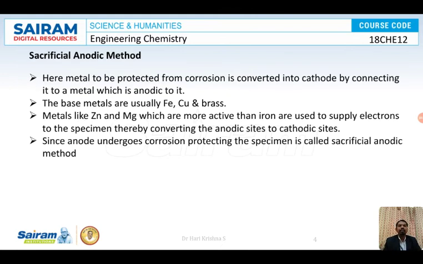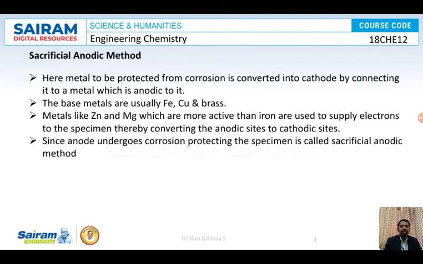In the sacrificial anodic method, the metal to be protected from corrosion is converted into cathode by connecting it to a metal which is anodic to it. The metals which usually corrode are iron, copper, and brass. Metals like zinc and magnesium are usually anodic to iron, copper, and brass, so they are more active. Zinc and magnesium are used to connect to these.